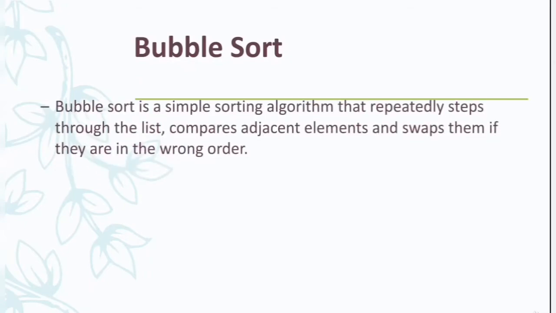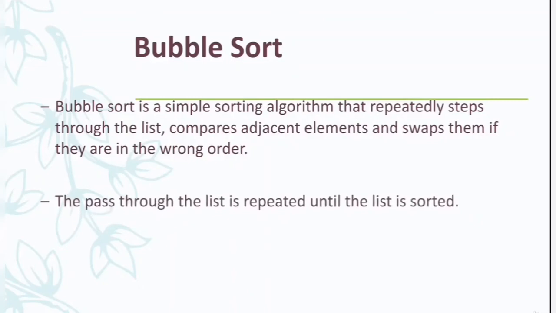So what is it? Bubble sort is a simple sorting algorithm that repeatedly steps through the list, compares adjacent elements, and swaps them if they are in the wrong order. Again, the pass through the list is repeated until the list is sorted. So don't worry guys, in the next slide we will see its working in detail.